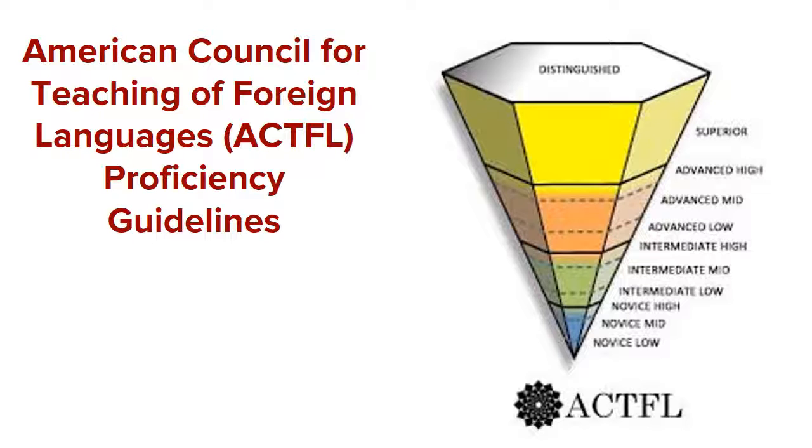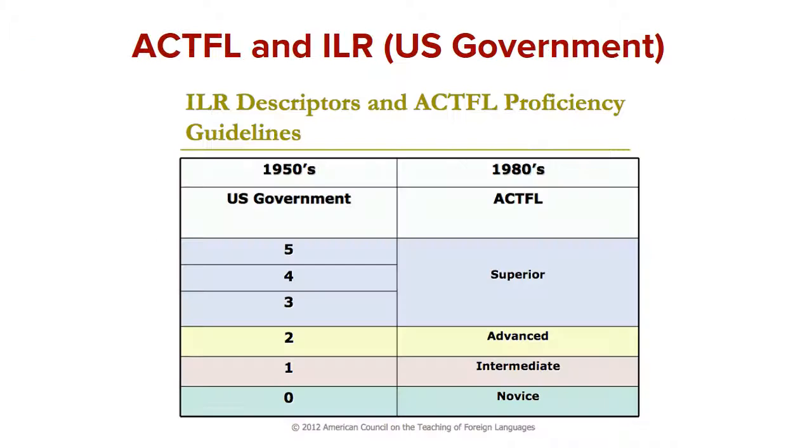They don't make that distinction at the superior or distinguished level. Where did ACTFL come from? Well, ACTFL actually comes from the ILR, which is the Interagency Language Roundtable, which was developed by the U.S. government. The U.S. government needed a way to describe language ability for government positions and jobs, including things like CIA and spies, but also other types of diplomats and State Department. And so they developed this scale that went from 0 to 5 back in the 1950s, and when ACTFL wanted to develop the scale, they based it off of the ILR descriptors.